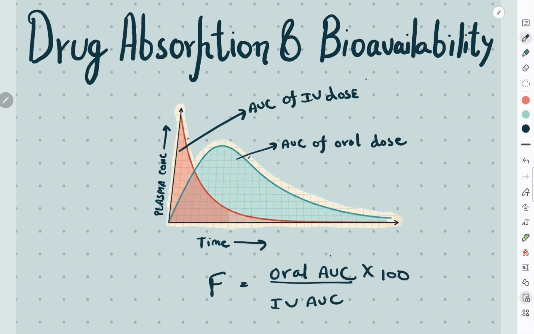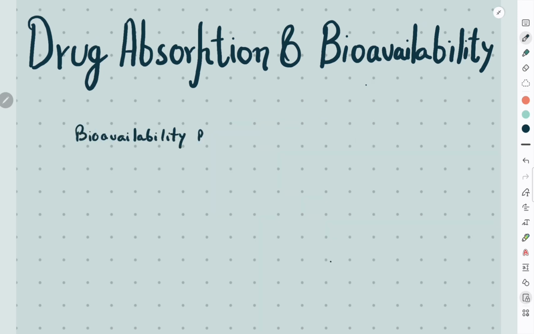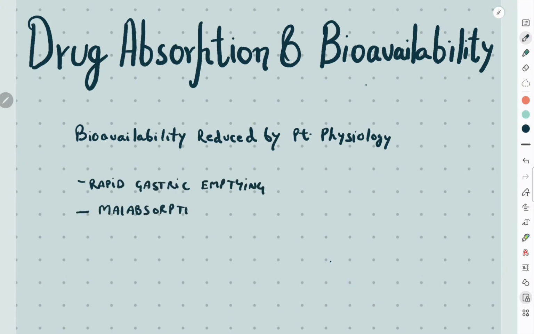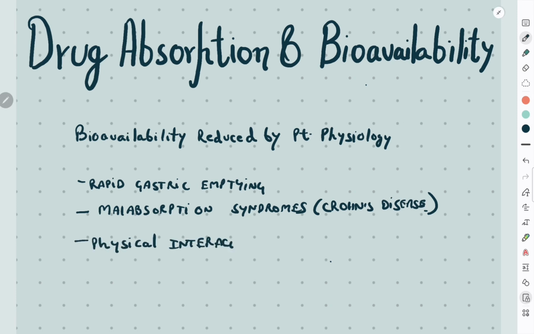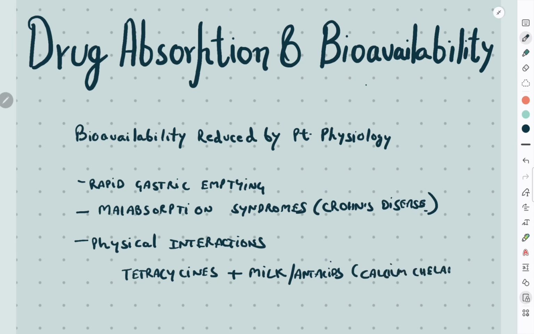Beyond the first pass effect, bioavailability can be severely reduced by a patient's individual physiology, such as rapid gastric emptying or malabsorption syndromes like Crohn's disease, as well as physical interactions in the gut, such as taking a tetracycline antibiotic with milk or antacids, where the calcium binds or chelates the drug molecule, locking it up and stopping absorption entirely.